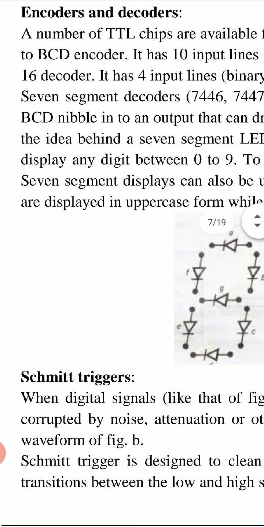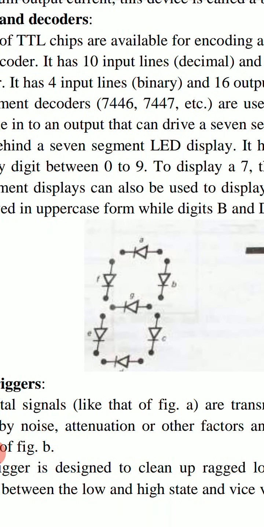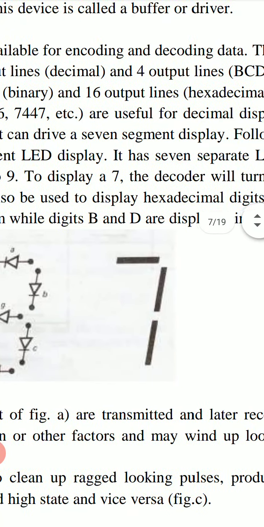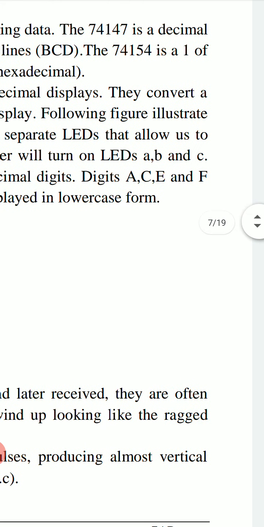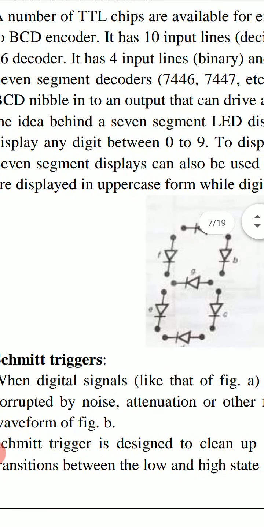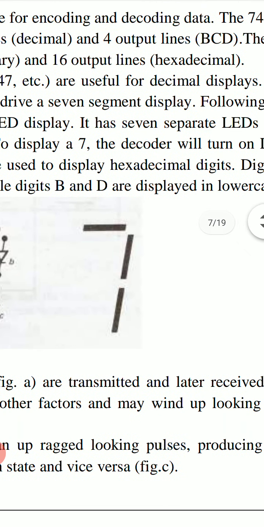7 segment decoders: 7446, 7447, etc. These 7 segment decoders are useful for decimal displays. They convert a BCD nibble into an output that can drive a 7 segment display.